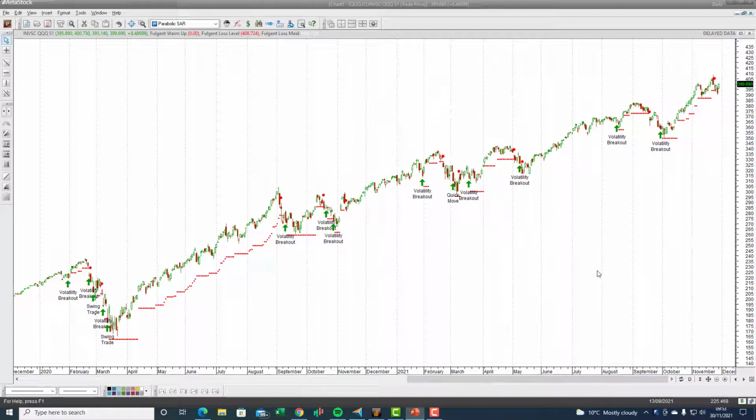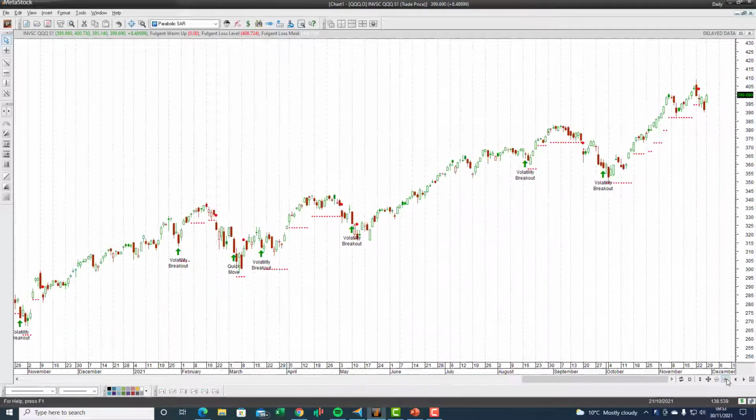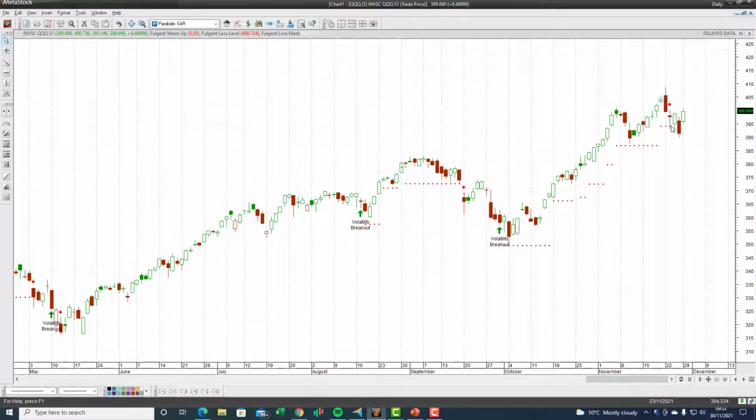Now, looking at the current signals on the NASDAQ QQQ ETF, we've got a sell signal. We've had a tremendous couple of great trades here from March, April, lots of volatility breakouts. And now the most recent signal hit the trailing stop loss, and the AI has recommended getting out of this market. We're now waiting for the next available signal at this point in time.